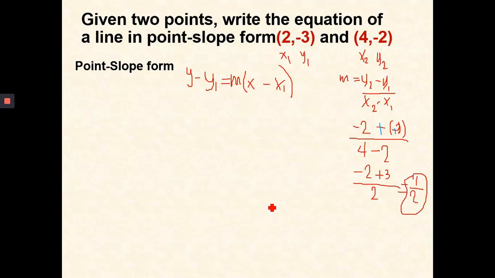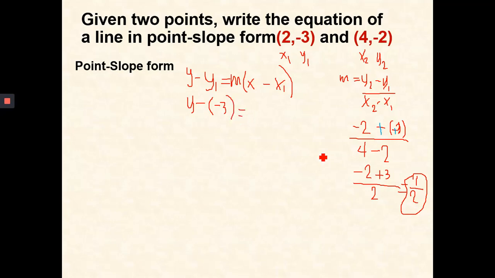Okay? So after that, we are now ready to find the equation of the line. So we are now going to plug in y minus, what is our y sub 1? Negative 3. So since that is negative, we're going to enclose it.